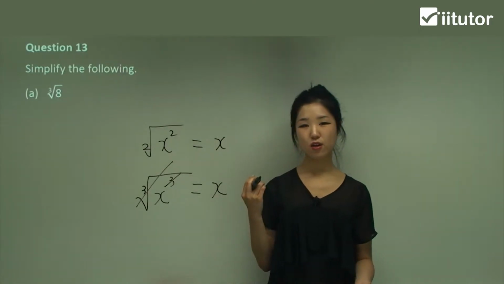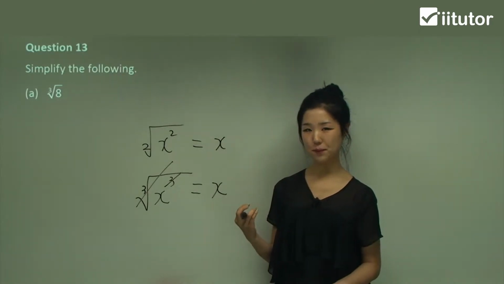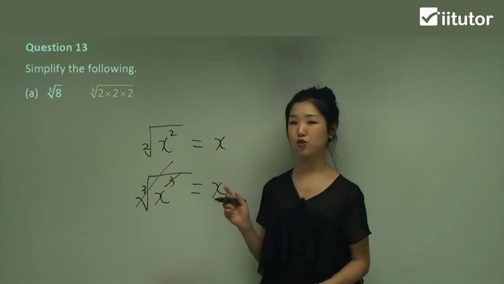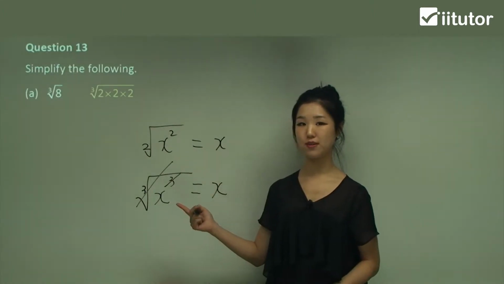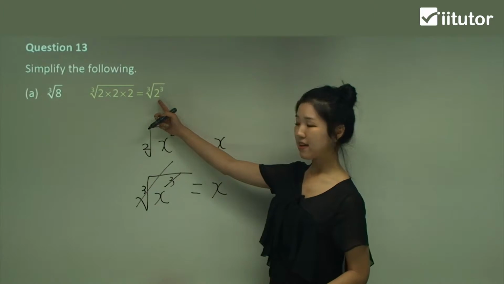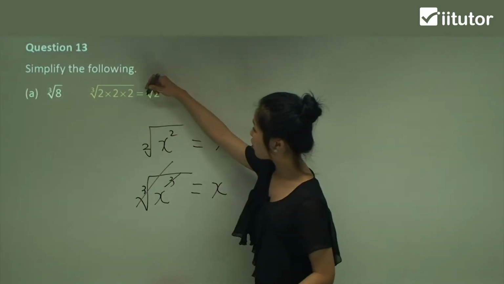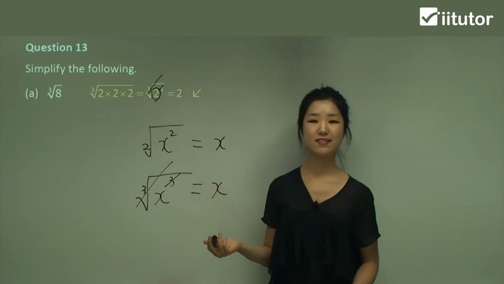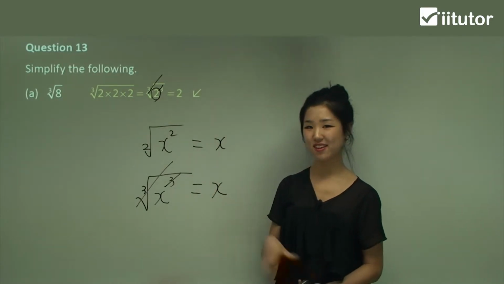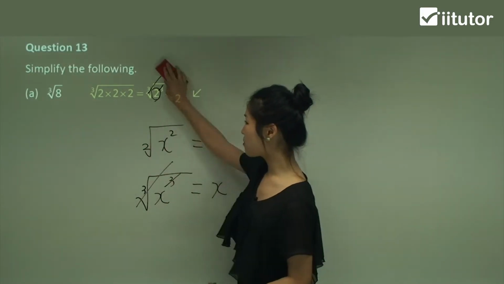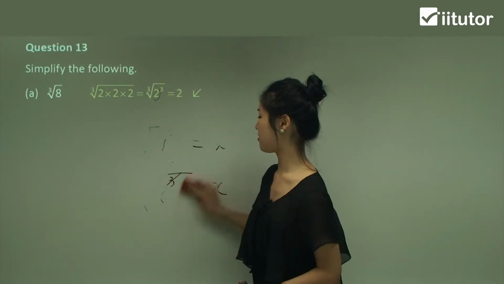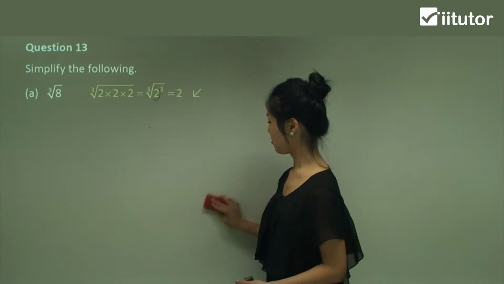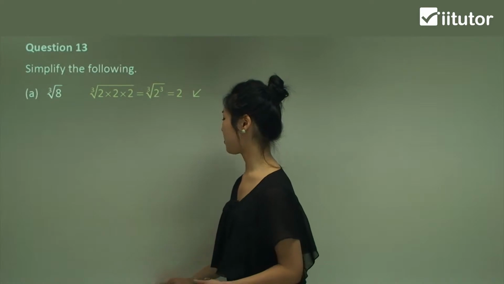Is 8 the cube of any number? I know that 8 is 2 cubed. It's 2 times 2 times 2, isn't it? So, as I said, 8 is 2 cubed. The cube root and the cube cancel, so only the 2 is your answer. Only the 2 remains. Do you get the idea? So it's pretty much the exact same pattern as the square numbers. So just treat it the exact same way. Let's try the other one.